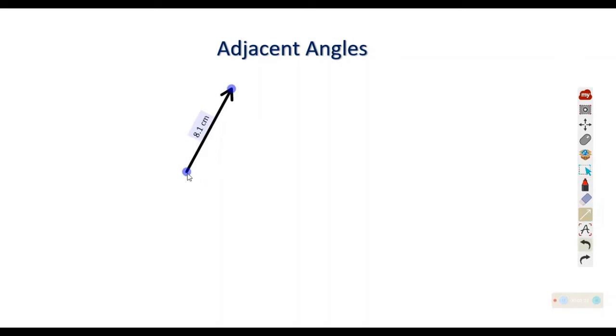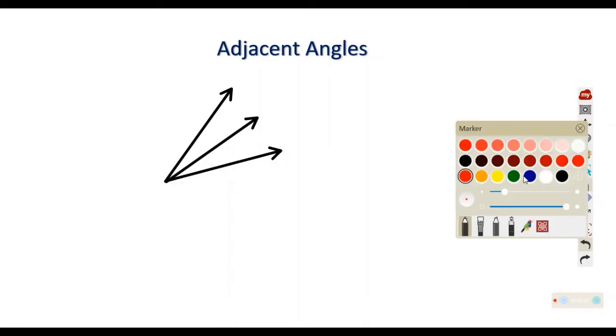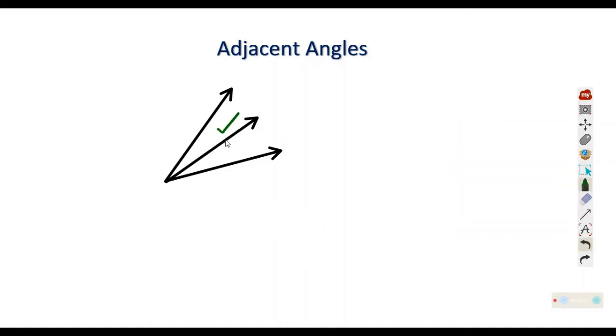Just to remind you, I will roughly draw it over here. Here is an angle and one more angle from the same vertex, having a common side. This is the common side. This makes these two angles, this angle and this angle, adjacent angles. Understood? That was one thing you learned in the last class.